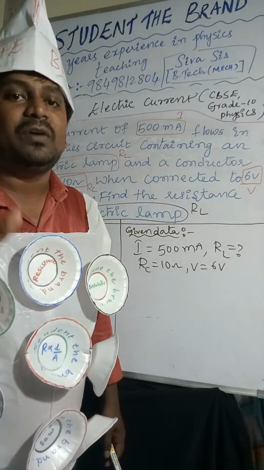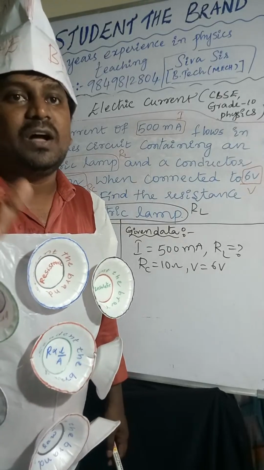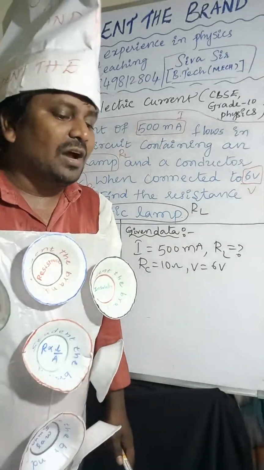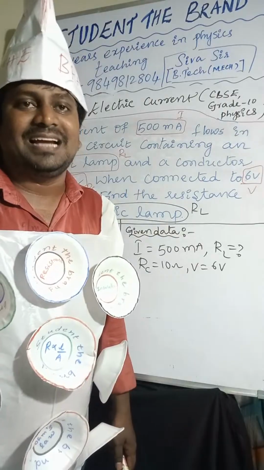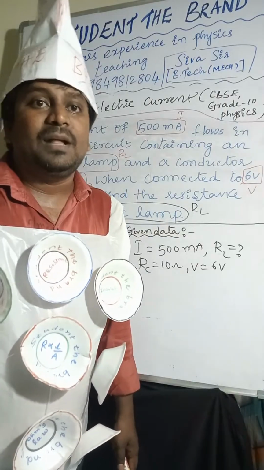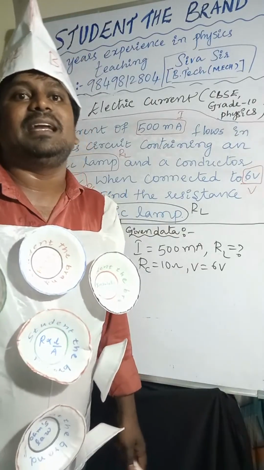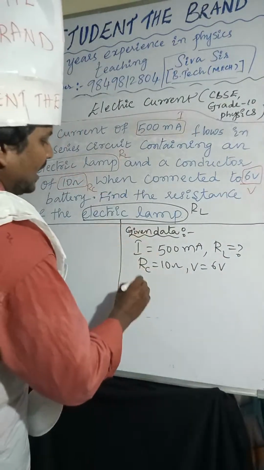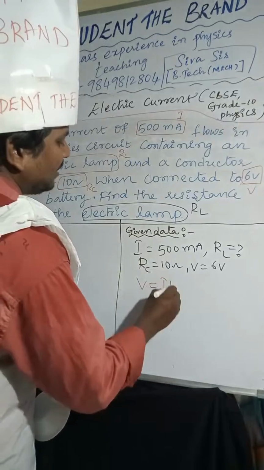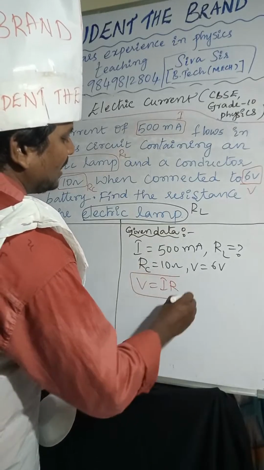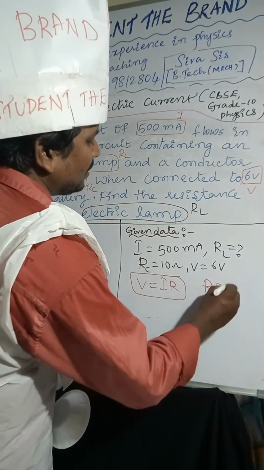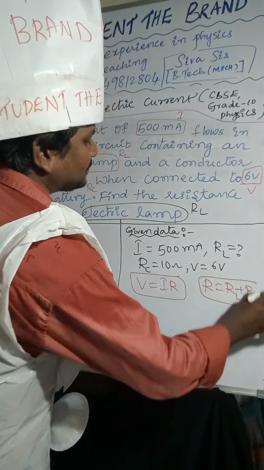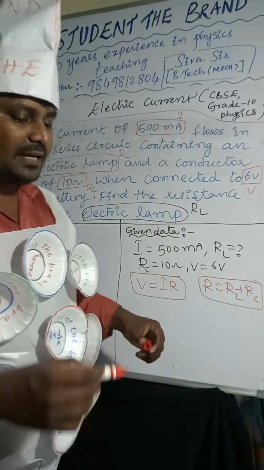formula. Which formula do we have to use? Compulsorily you have to check and select it. By seeing the data, you should get it. So now you are using the formula V equals IR. This is the formula. So from that, R equals RL plus RC.